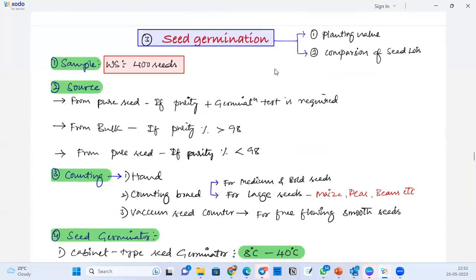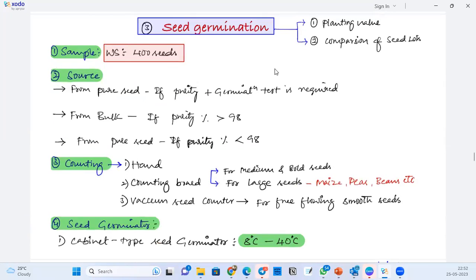So next is about seed germination. Why do we do this germination test? To assess the planting value and to compare two different lots. Again, the sample size is 400 seeds, and on what sample do we conduct the germination test? We can either conduct it on the pure seed percentage, or we can also go for bulk. From the bulk, you can directly do the germination test if the purity percentage is more than 98%. If it is less than 98%, then we will do it on the pure seed fraction.